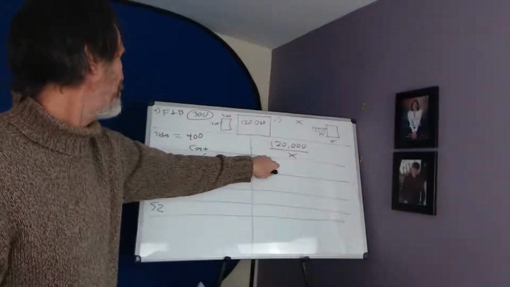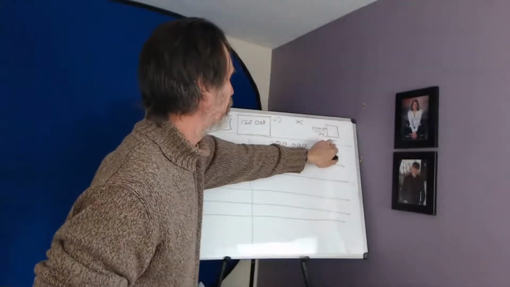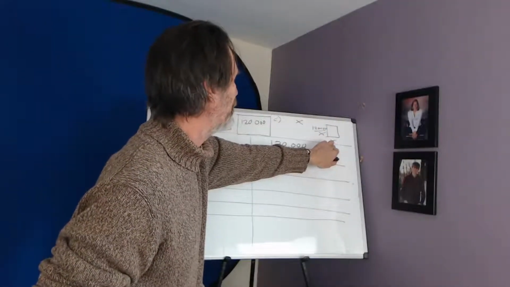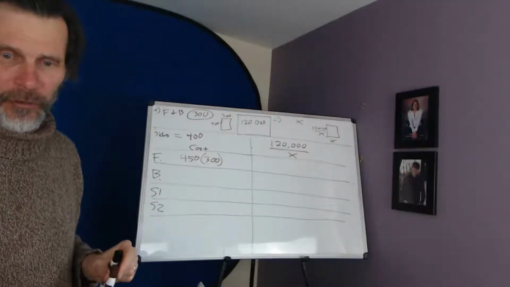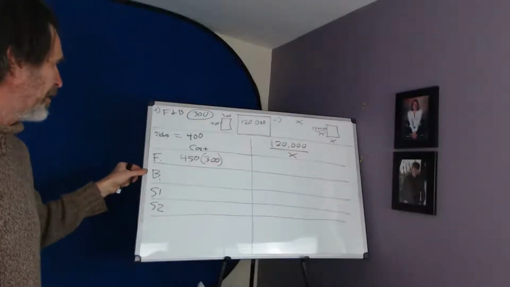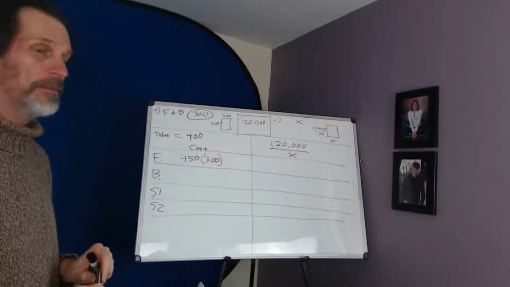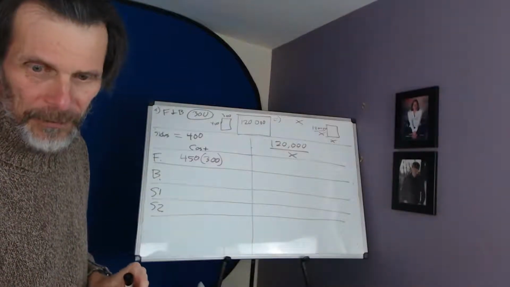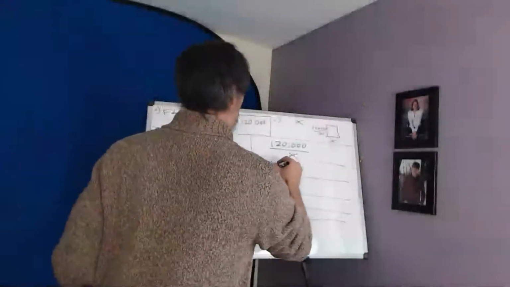So what would be an expression then for how much the front is going to cost if we design it with a front and back of X feet in length and the sides of 120,000 over X? What would be the cost of the front? Cost of the front, cost of the back, side one, side two. See if you can fill all those in. Yep, 450X it is.